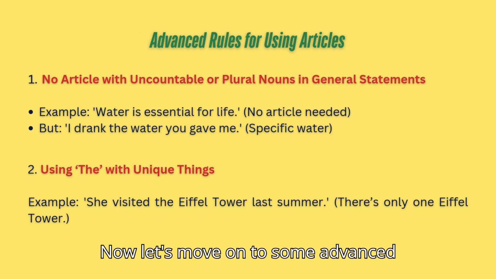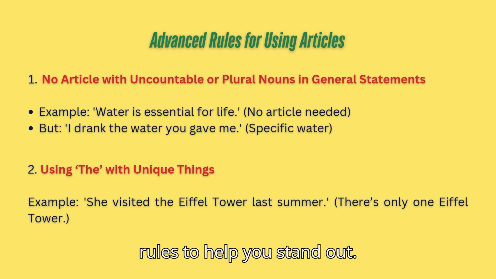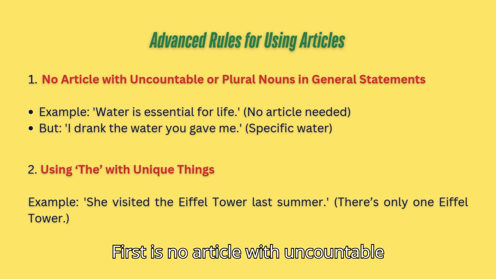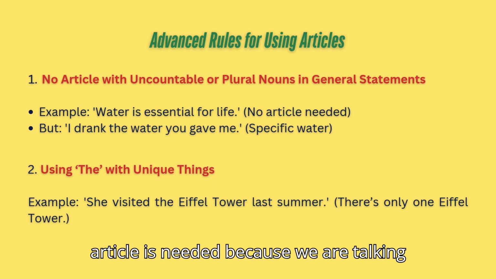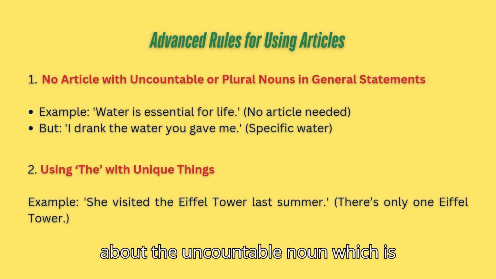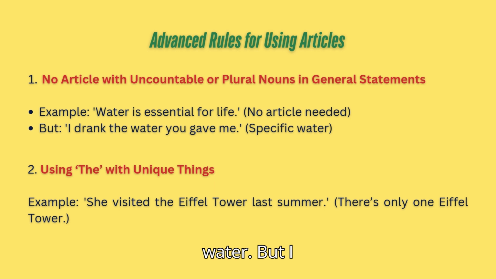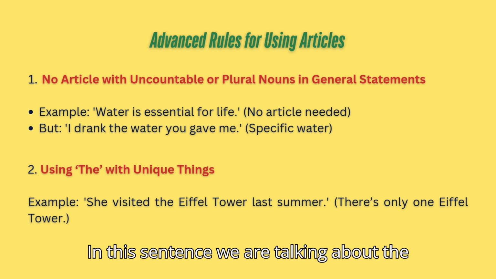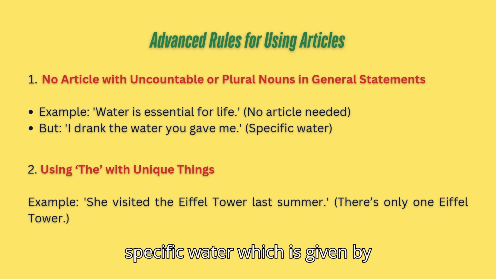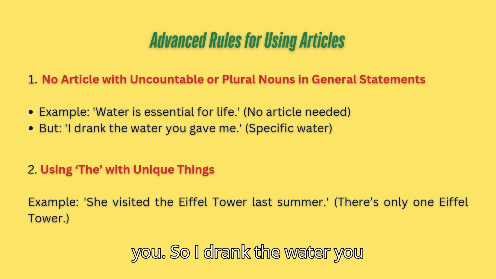Now let's move on to some advanced rules to help you stand out. First is no article with uncountable or plural nouns in general statements. For example, water is essential for life. So here no article is needed because we are talking about the uncountable noun which is water. But I drank the water you gave me. In this sentence, we are talking about the specific water which is given by you.